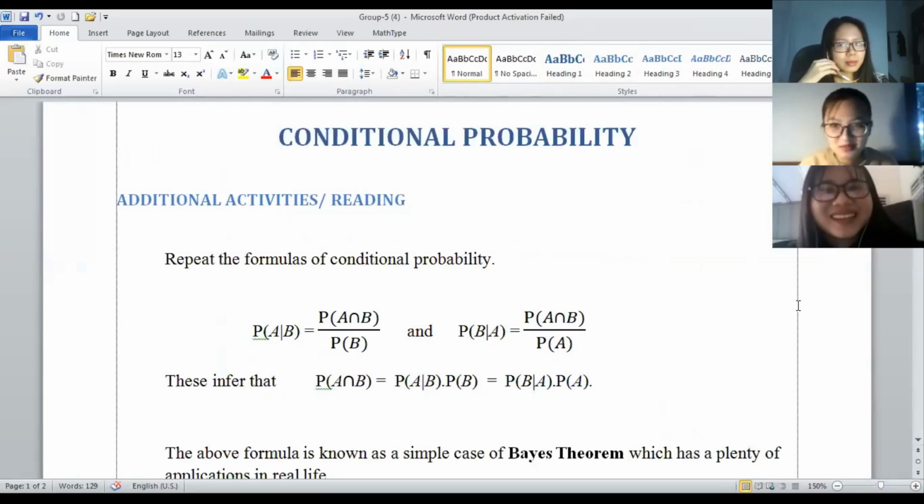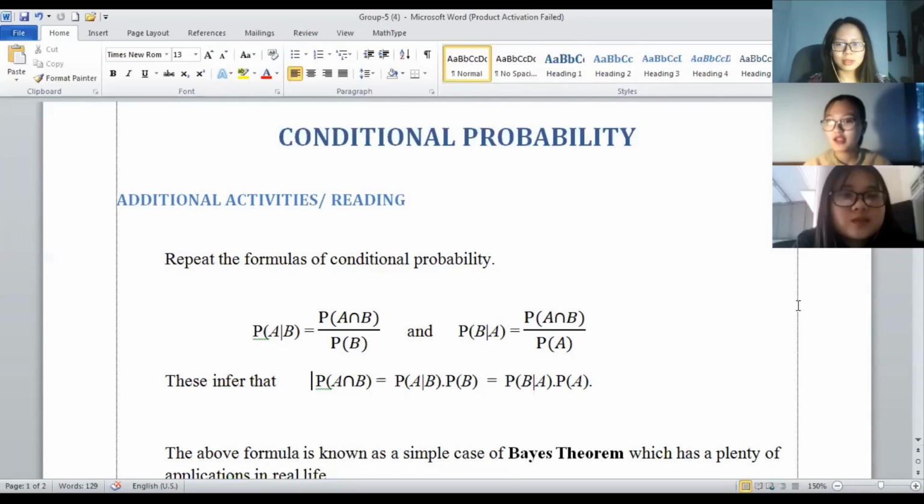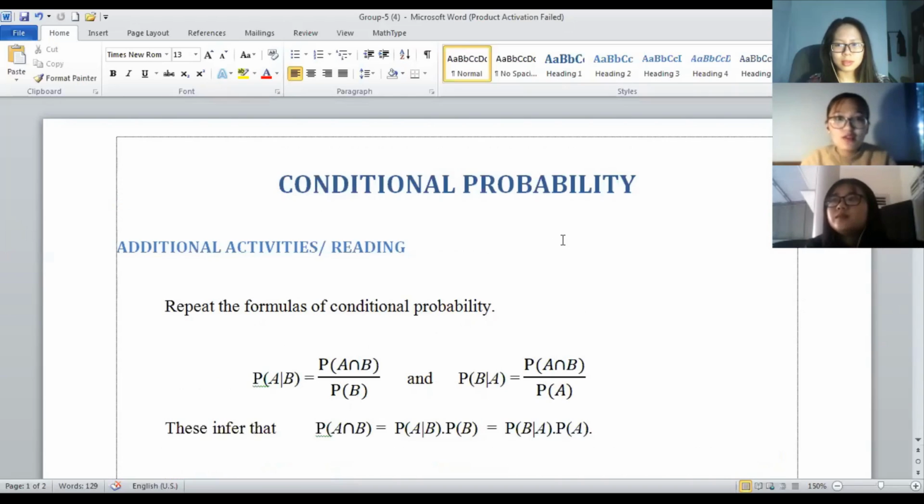Okay, guys, so you have explored conditional probability. Now we move to another part, the additional activities. We already knew that conditional probability gives us more evidence to solve a problem more easily. And now, let me show you how we use conditional probability to solve a problem in real life. First of all, I want you to repeat for me the formulas of conditional probability. Do you remember it?